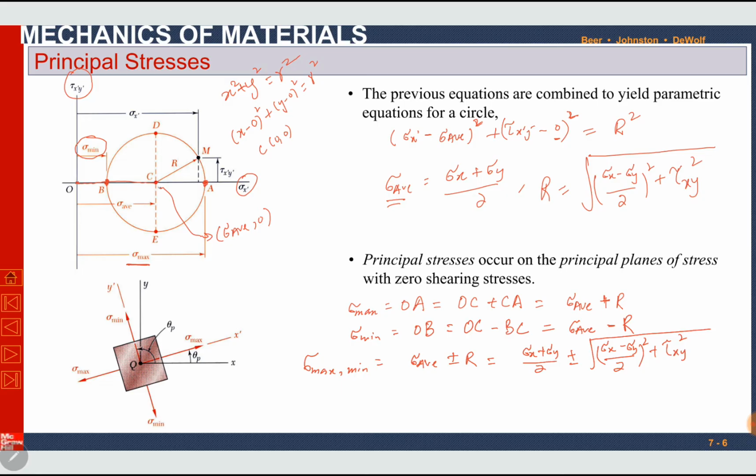Similarly, we can also find principal plane. These are principal stresses, sigma maximum and sigma minimum. These are the two normal stresses where shear stress is 0 at point A and point B. They are lying at horizontal axis. The shear stress is 0. So these two normal stresses are principal stresses. This is definition of the principal stress. Principal stress is a normal stress where shear stress is 0. Theta P is principal direction.